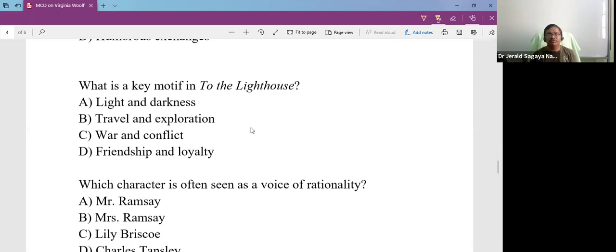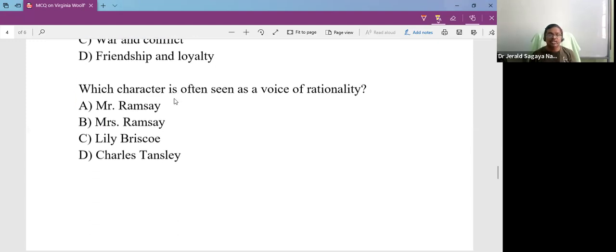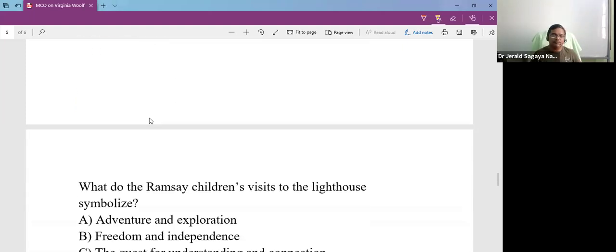What is the key motif in To the Lighthouse? The key motif is light and darkness. That symbolism becomes a motif. Which character is often seen as a voice of rationality, a philosopher, the voice of philosophy? It is Mr. Ramsay, highly rational being. And you find Mrs. Ramsay, who is an emotional being. So Mr. Ramsay is a philosopher.